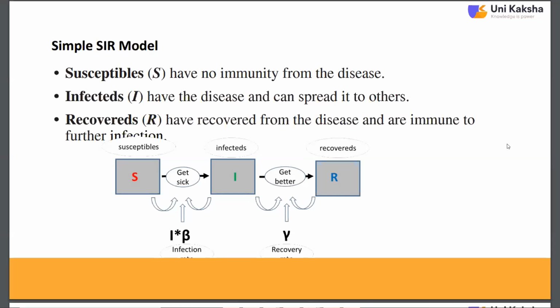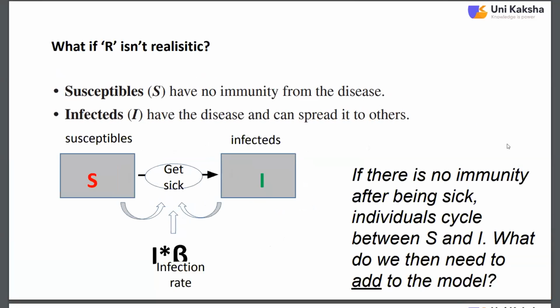Okay, the next slide, please, sir. Okay, so R is not realistic. R means recovery, and that plays an important role. If there is no immunity after being sick, individuals cycle between S and I. So what do we then need to add to the model? That is the R. Recovery is the important part. So I into R will give us some predictions. Next slide, sir.